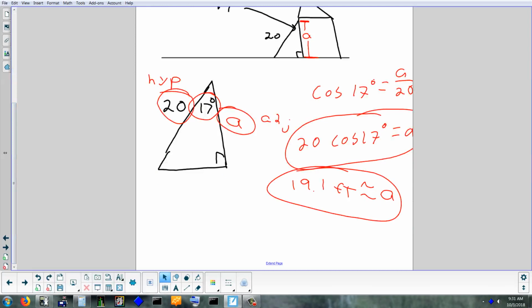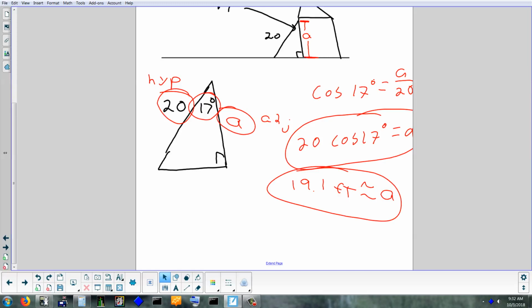Okay, any questions on that one? Okay, so that pretty much finishes up the right triangle trig. So I'll give you a little time to start the homework. If you need calculators, they're up here. Just check them out. And then tomorrow we'll do a review of everything from section 4.1.